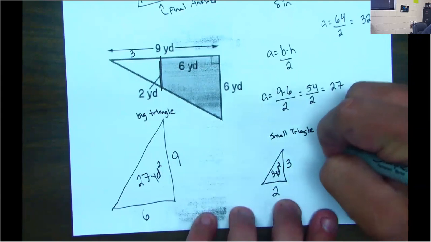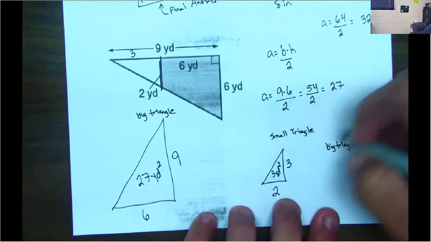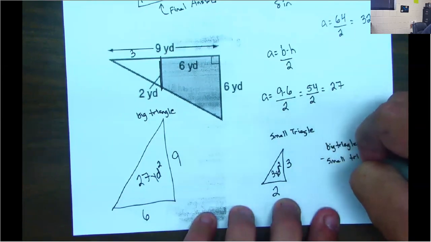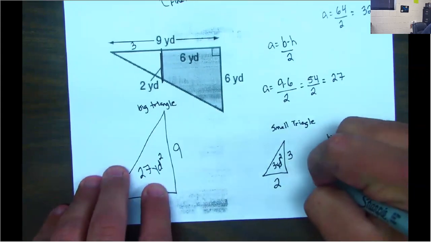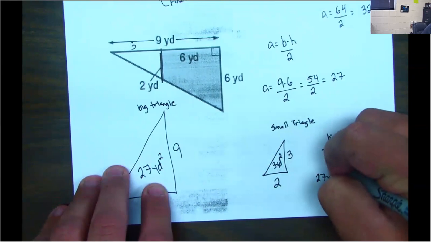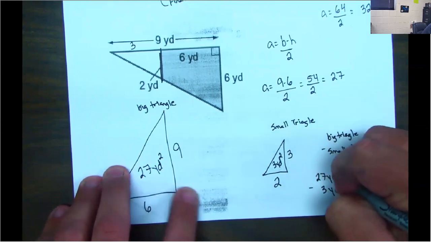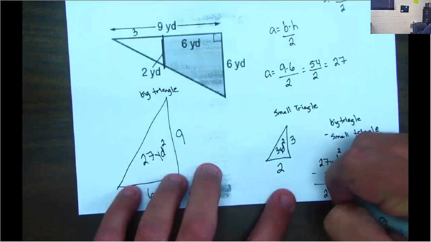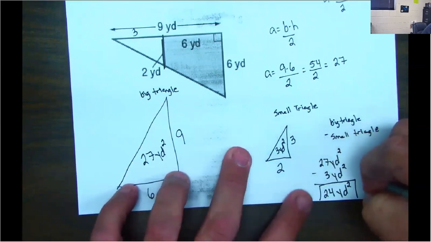So what you're going to do is big triangle minus small triangle. The big triangle was 27 yards squared minus the small triangle, which is 3 yards squared. So 27 minus 3 is 24 yards squared. There is your final answer.